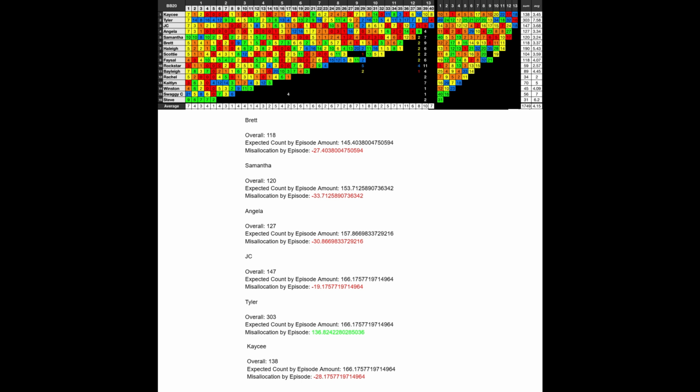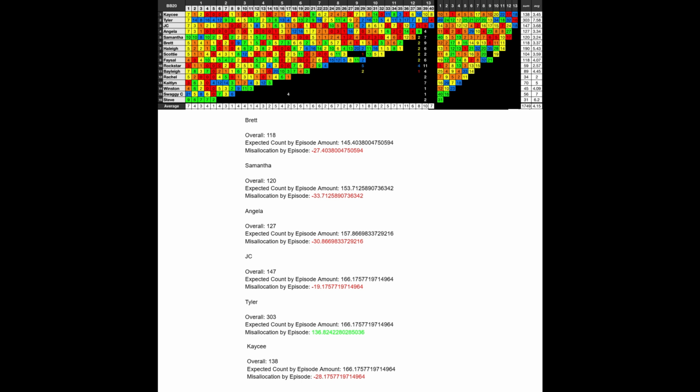Angela got 127 diary rooms, and her expected count by episode amount is 157.86, causing a negative 30.86 misallocation for her. She was essentially invisible for the first half of the season, so it isn't shocking. Though while she did get a bigger edit during the second half, in a lot of ways she was still overshadowed, I guess. JC got 147 diary rooms, and his expected count by episode amount is 166.17, causing a negative 19.17 diary room misallocation amount.